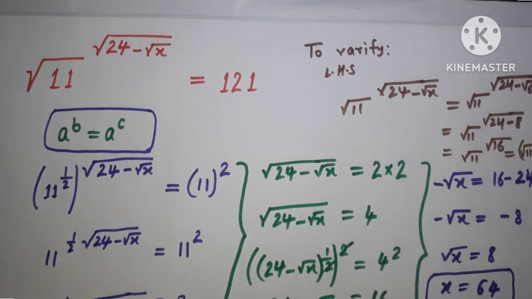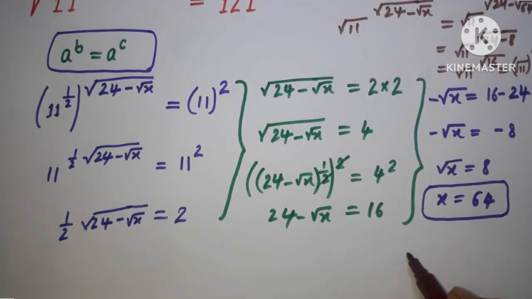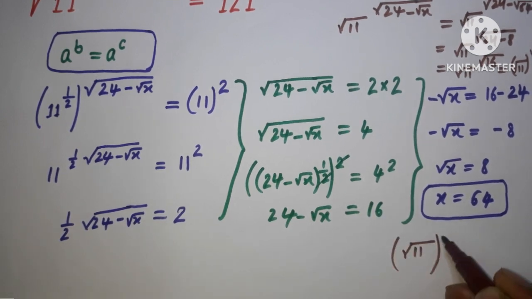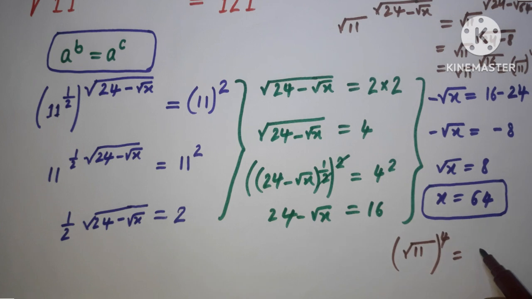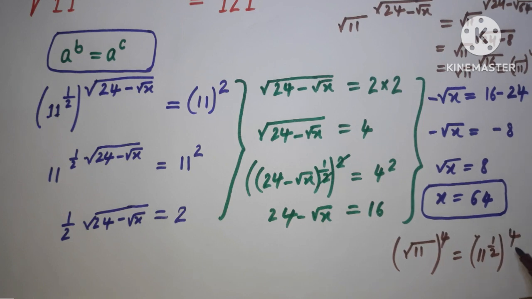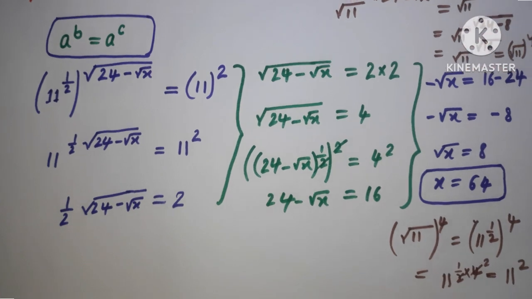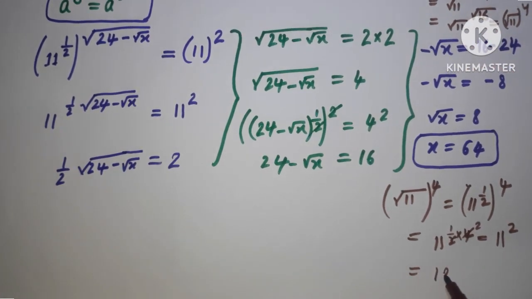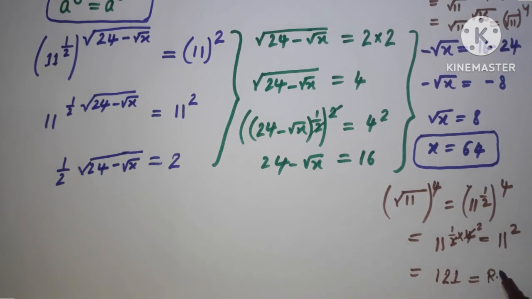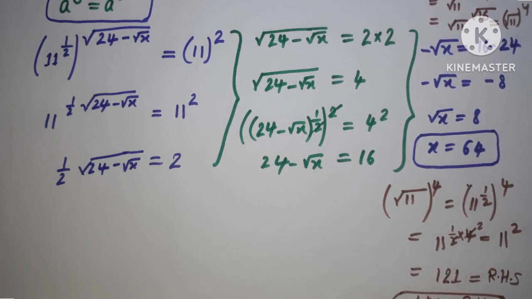So here we have root under 11 to the power 4. The root means power 1 upon 2, and there is also the power of 4. Now these exponents will be multiplied together: 1 upon 2 into 4, and this is going to cancel, so we have 11 square, and that is 121. So it is our RHS term. Obviously our LHS and RHS are both the same, so this indicates that our result is correct.